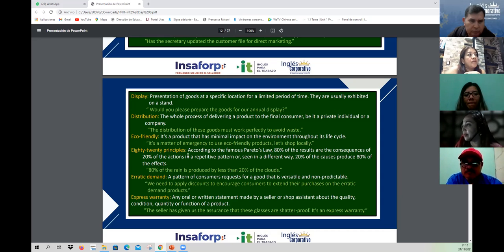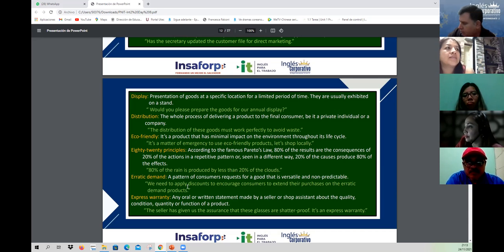80-20 principle. According to the famous Pareto's law, 80% of the results are the consequences of 20% of the actions in a repetitive pattern, or seen a different way, 20% of the causes produce 80% of the effects. 80% of the rain is produced by less than 20% of the clouds.